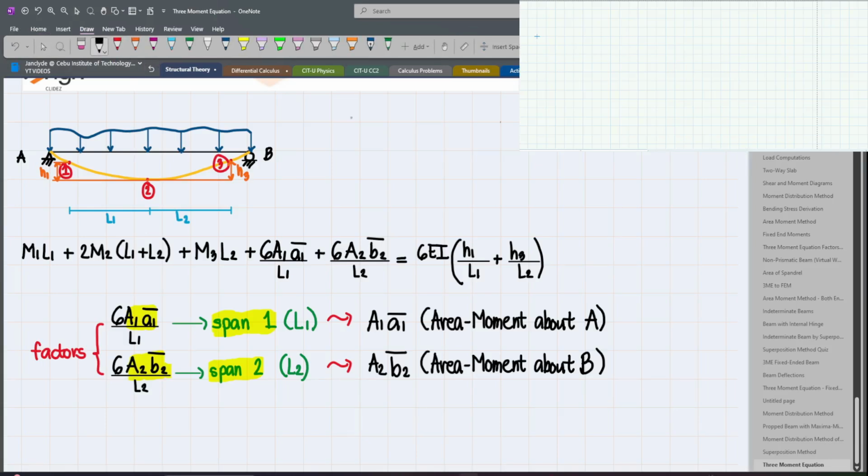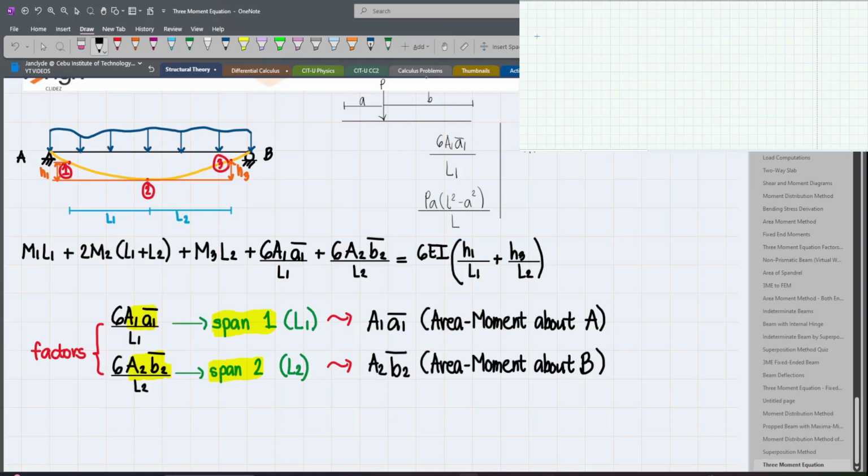But again, we can just use this formula. For any point load located along the span, let's say this is P, then this distance from the left is equal to A, tas ito naman equal to B. So for 6A1 barred A1 over L1, the general formula is PA multiplied by L squared minus A squared divided by L.